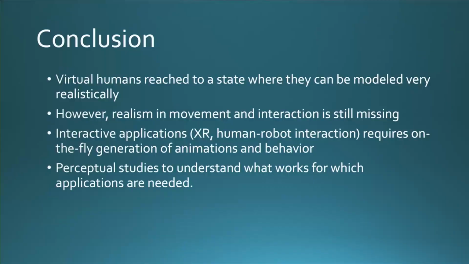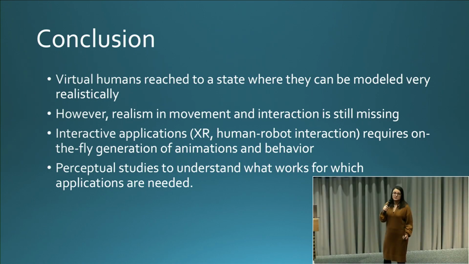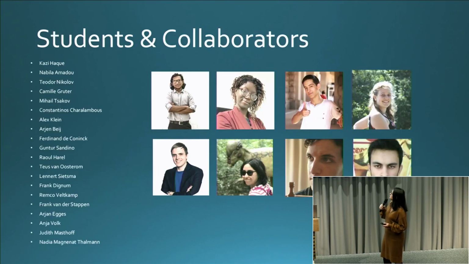In conclusion, virtual humans have reached a state where they can be modeled realistically, but realism in movement and interaction is still missing. Interactive applications require on-the-fly generation of animation, so you cannot predefine everything, because if we are going to have social extended reality, we want these motions to be generated in real time on the fly. And perceptual studies are needed to understand what works for which type of applications. So it's not only about generating the motions, but we need to understand what is really working from the user's point of view, taking a human-centric approach.